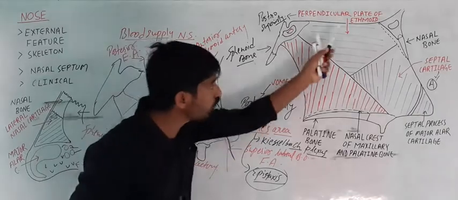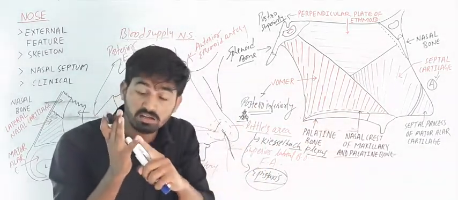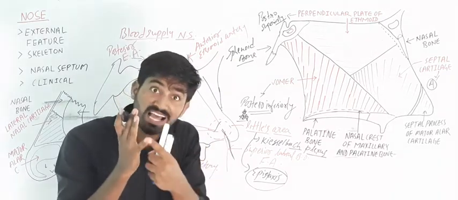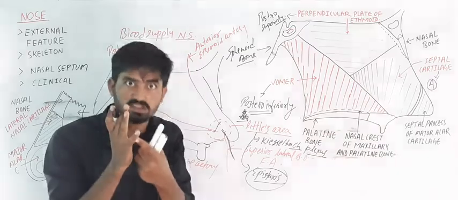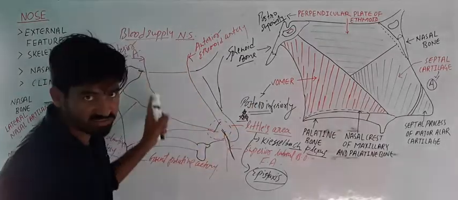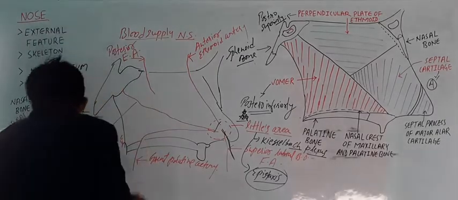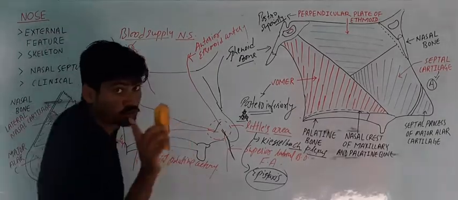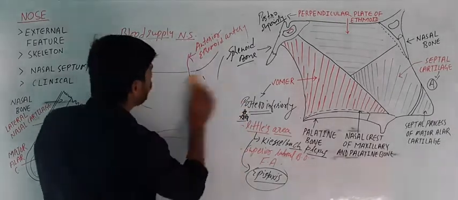See here, if you know this framework, you can write everything. Even the arterial supply of the nasal cavity, you can write the arterial supply of the lateral wall of the nose. Right now, I am going to rush this. And what is the nerve supply of the nasal septum? Nerve supply of the nasal septum. You should be thorough with this.